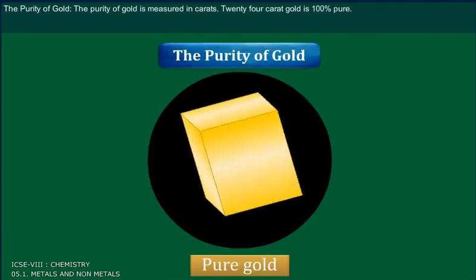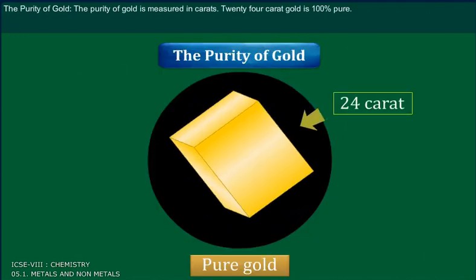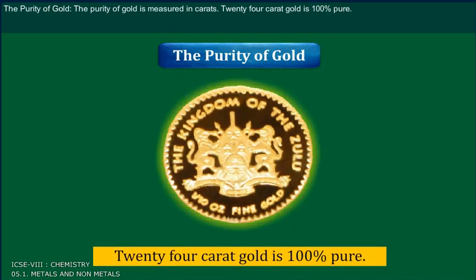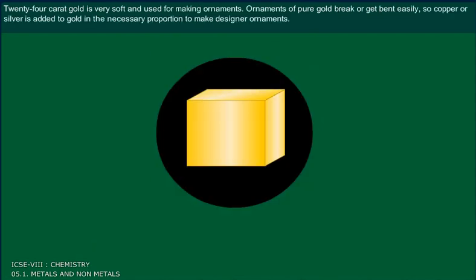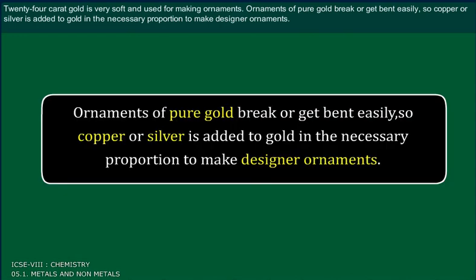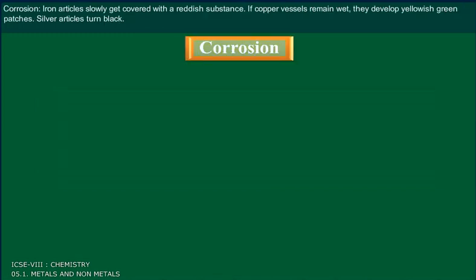The purity of gold. The purity of gold is measured in carats. 24-carat gold is 100% pure. 24-carat gold is very soft. Ornaments of pure gold break or get bent easily. So, copper or silver is added to gold in the necessary proportion to make designer ornaments.